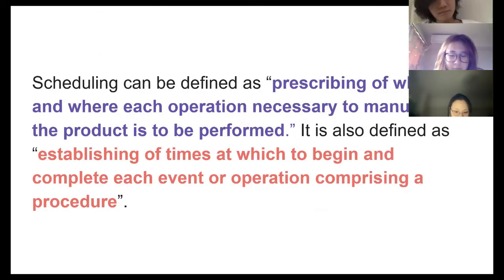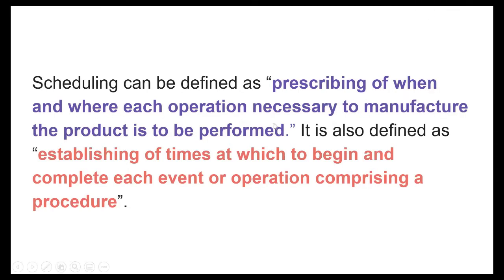But now we are talking about how to actually make sure that you can make, and you need to actually decide when and where each operation is necessary to manufacture the product. Okay, so that is the meaning of scheduling. And also it's the establishing of times to begin and complete each event or operation comprising a procedure.